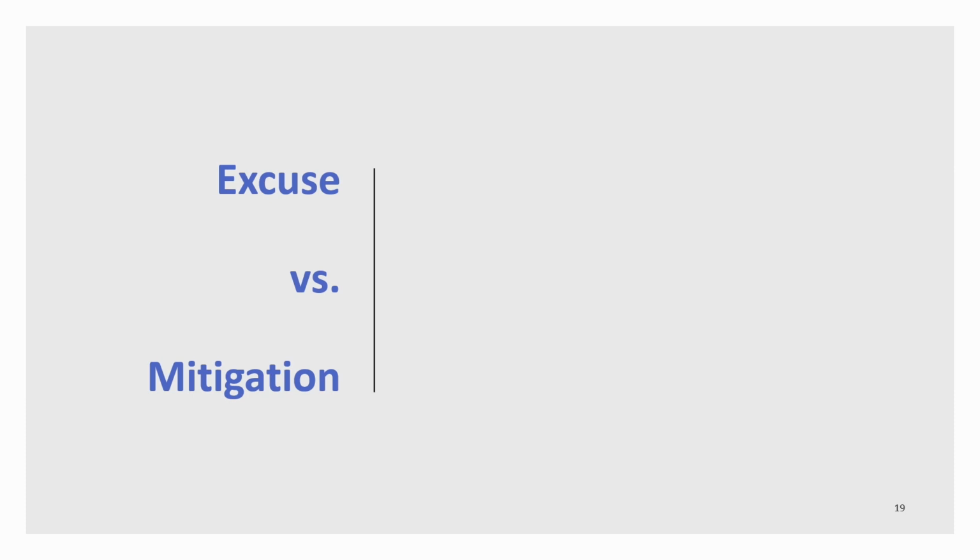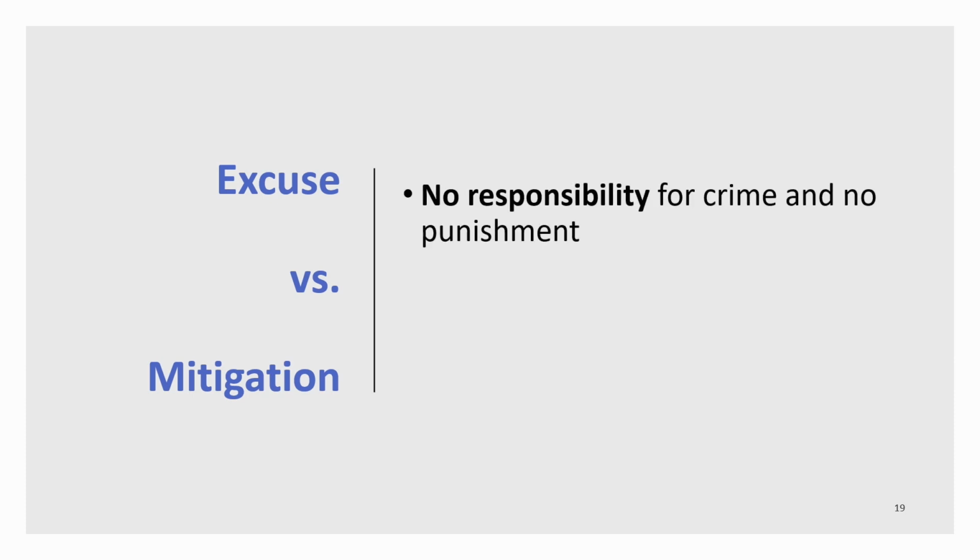So in terms of excuse, if a crime is excused, that means that there is no responsibility for the crime and no punishment, no kind of repercussion for the crime. That is if it is excused.